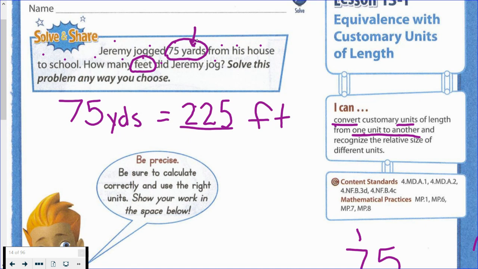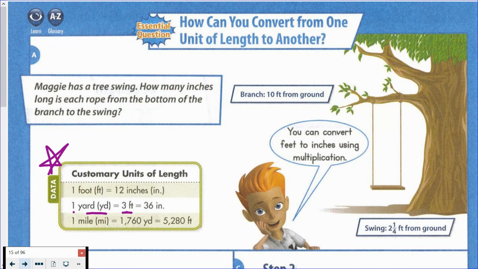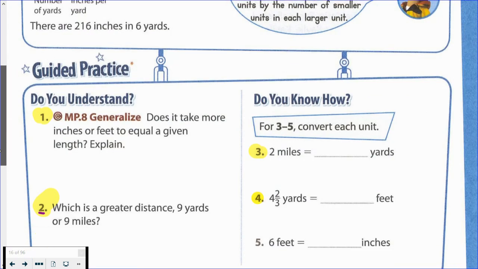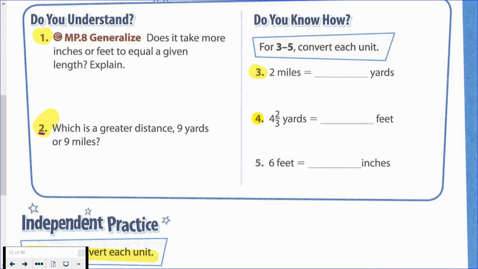So notice the steps that we used. We looked at the units. We looked at the conversion chart on the visual learning page. We used those numbers to help us come up with a multiplication equation, and we solved. So let's take a look now at the guided practice section. And remember, guys, anytime you get confused, you can always pause this video, rewind the video, watch it again if you need to.